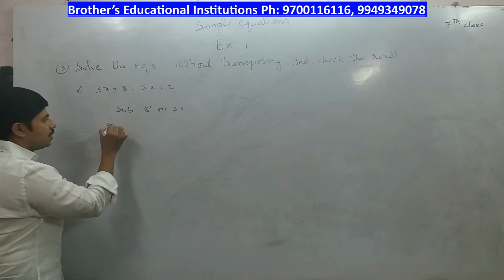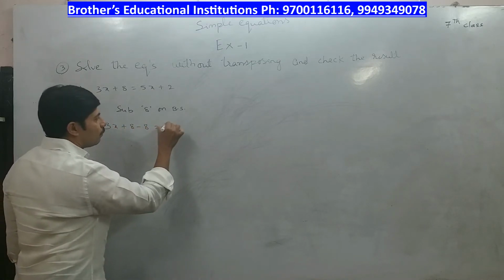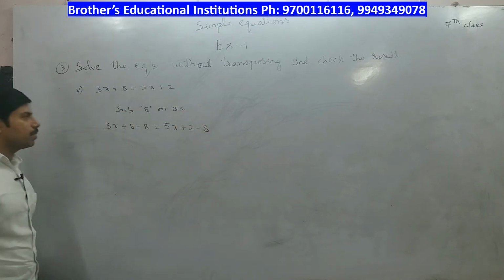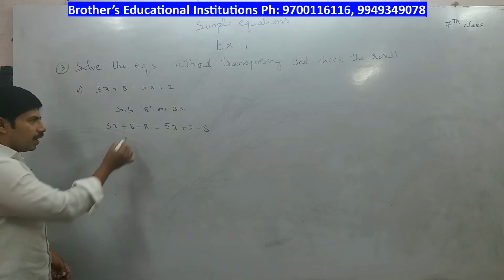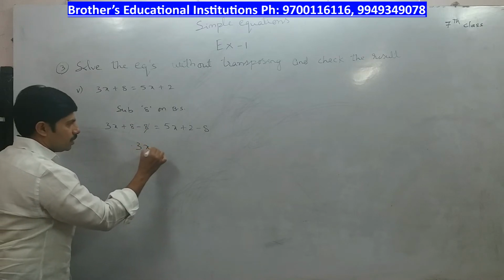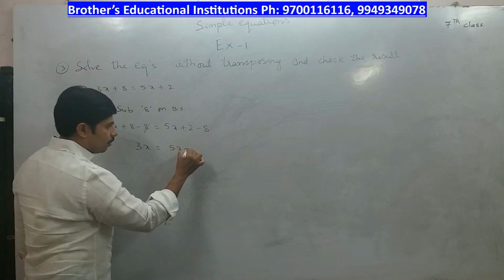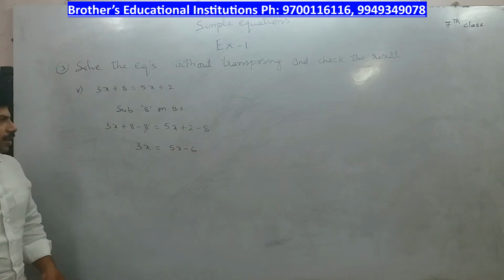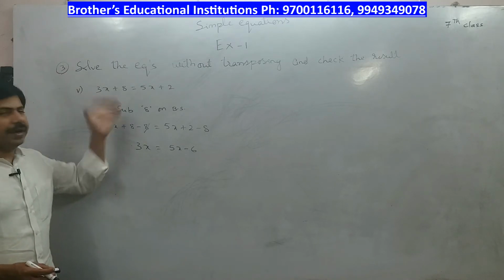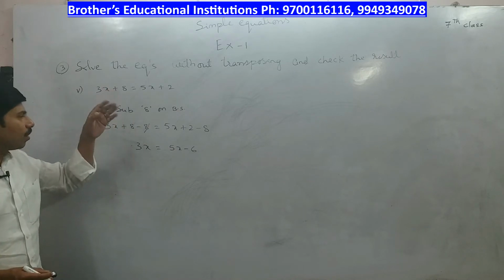Now I am subtracting 8 on both sides. So that is 3x plus 8 minus 8 is equal to 5x plus 2 minus 8. So here 8 gets cancelled. So we get 3x is equal to 5x minus 6. So on LHS we eliminated a constant. You can eliminate either on LHS or on RHS. So I am eliminating the constant on LHS.